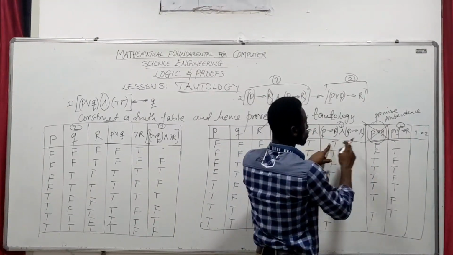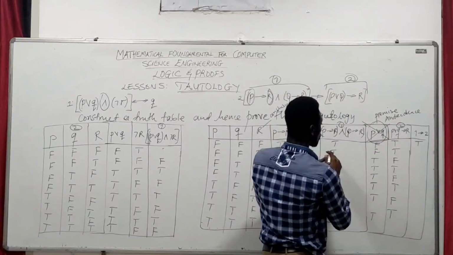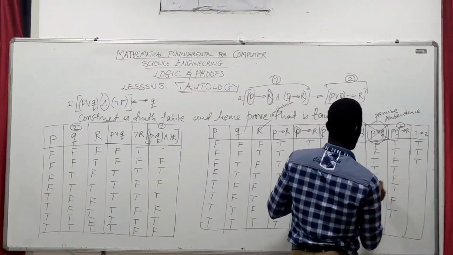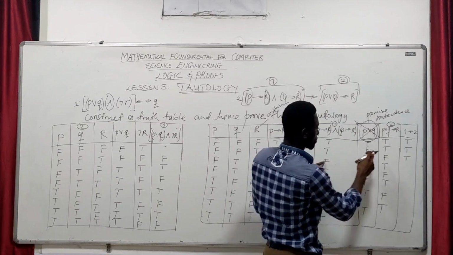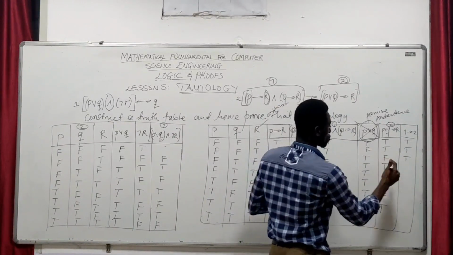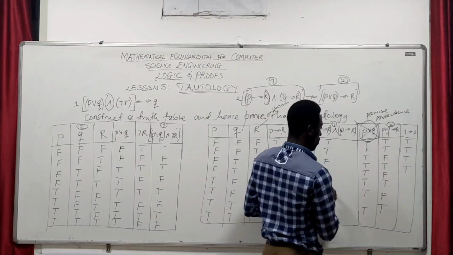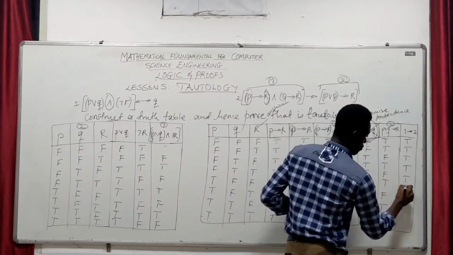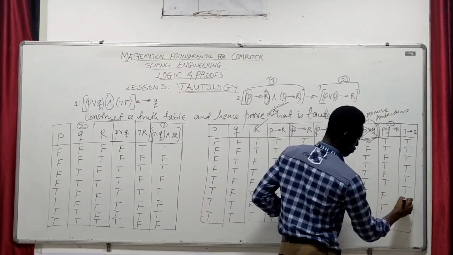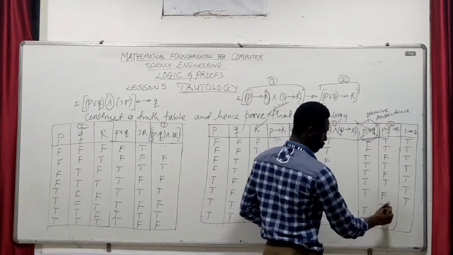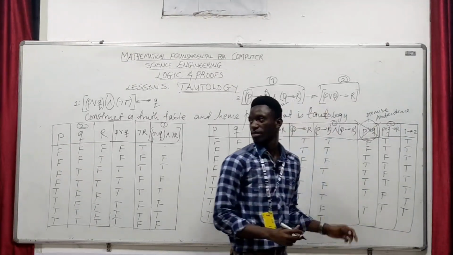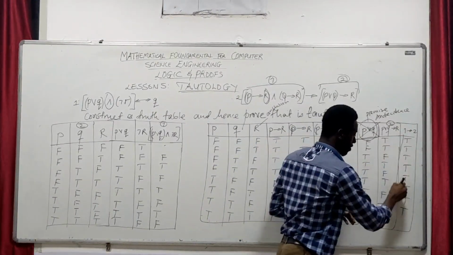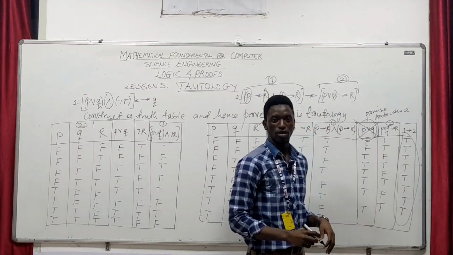Okay? So true, true here becomes true. True, true becomes true. False, false becomes true. So false, false is true. True, true is true. False, false here is true. True, true is true. False, false is true. And true, true is true. Hence, this one is a tautology, okay? Because as you can see here, all the values become true.